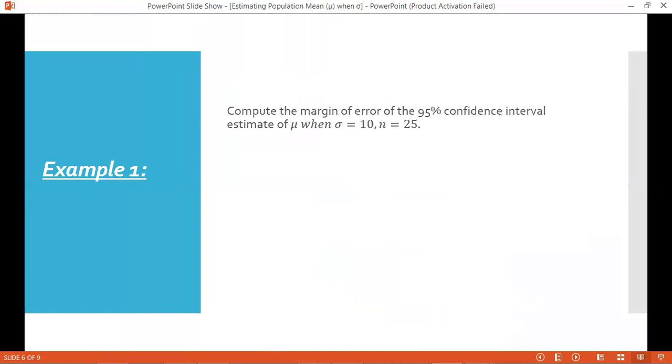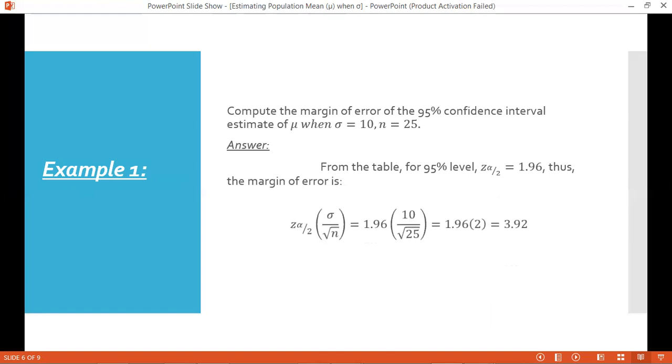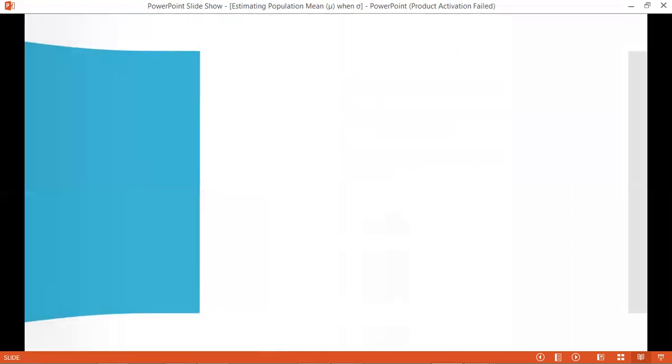Okay, let's have an example. Compute the margin of error of the 95% confidence interval estimate of the mean when the standard deviation is equal to 10 and n is equal to 25. To answer, from the table earlier, at the 95% level, the value of z sub alpha over 2 is 1.96. Thus, the margin of error is this. Let's solve it.